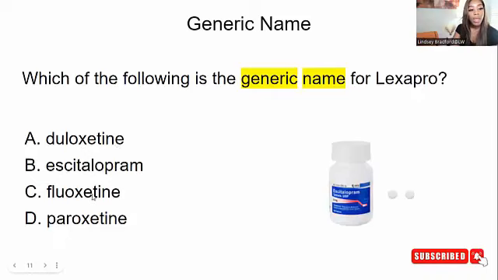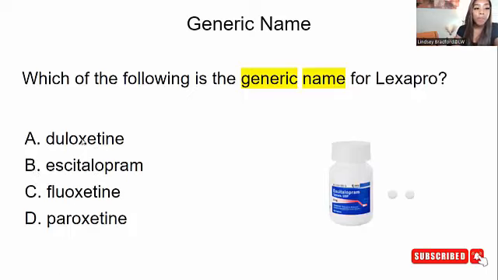Okay, highlight that. And then also I want you to highlight or write down E-X-T-I-N-E. All of these drugs are used to treat depression, okay? And they're all SSRIs, which is the drug classification for this drug. And the only reason we're selecting letter B is because the question asks for the generic name for Lexapro. So even though all of these drugs are used to treat depression, they're not all the generic name for Lexapro. So your answer is letter B.